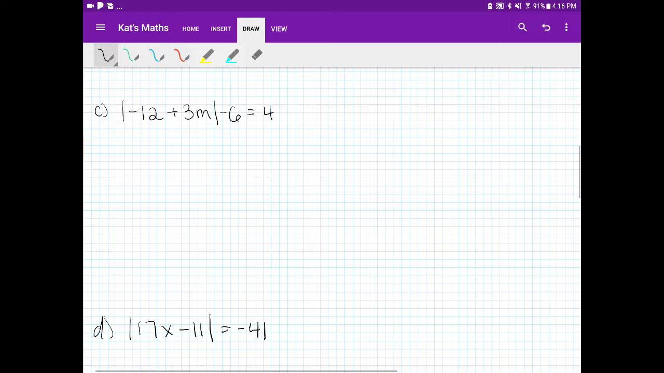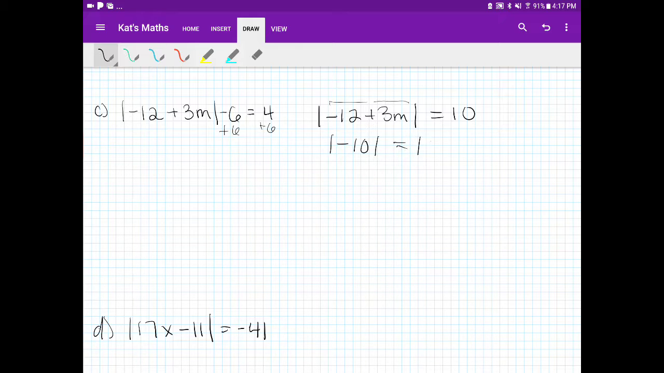Next, we have the absolute value of negative 12 plus 3m, and minus 6 outside the absolute values equals 4. So you have to do a little bit of algebra before even starting to solve the absolute value on this one. So we're going to add 6 to both sides. So our new absolute value equation is 12 plus 3m equals 10. And inside here, there's two options, right? That could be a negative 10 or a positive 10. So we'll set up our two equations.